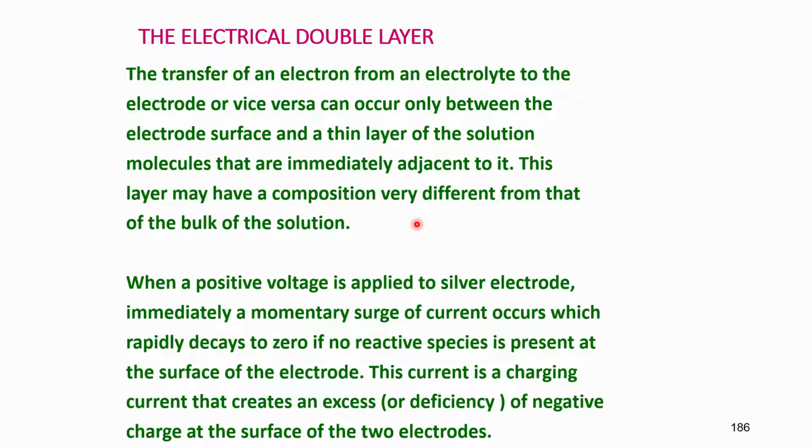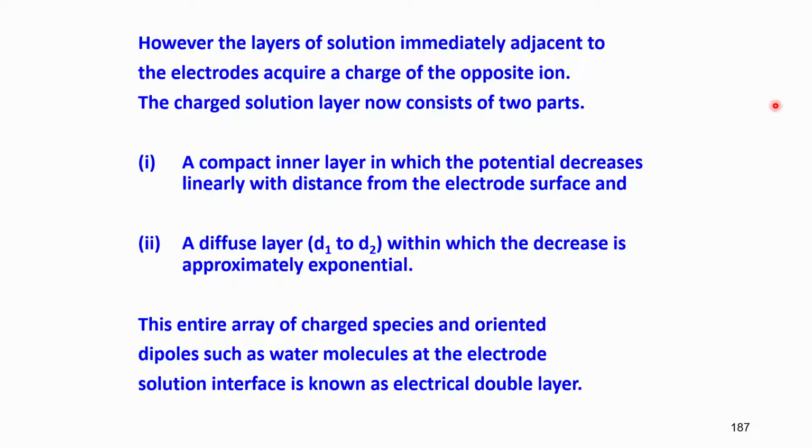This you understand. So, that rapidly decays to 0 if no reactive species is present. This current is a charging current that creates an excess of negative charge at the surface of the electrodes. However, the layers of solution immediately adjacent to the electrodes acquire a charge of the opposite ion. Layers of solution, I am talking about the liquid junction now. So, imagine that layer of solution immediately adjacent to the electrode acquires a charge of the opposite ion.